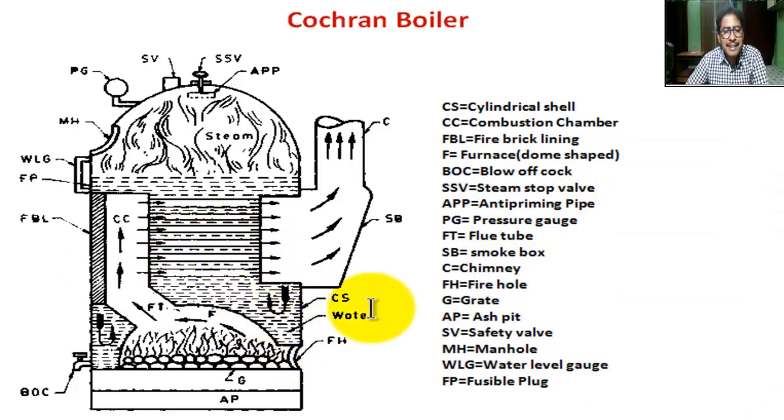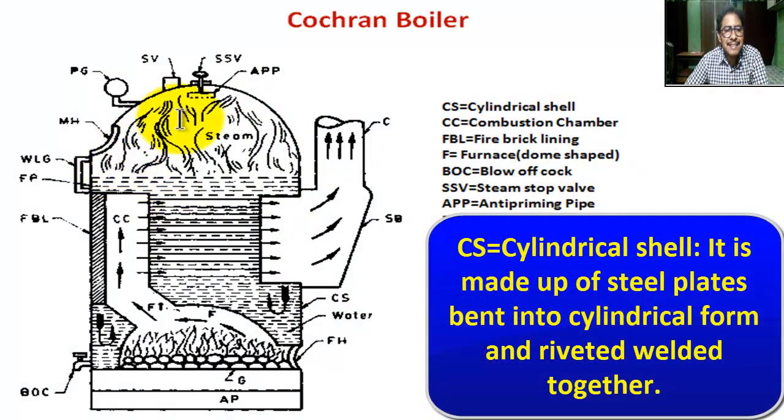Okay, this is the boiler shell, cylindrical shell. It is made up of steel plate bent into cylindrical form and riveted or welded together.